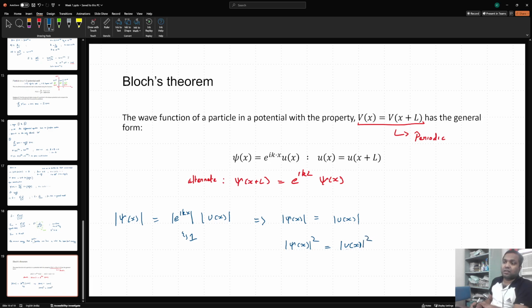Therefore, let me conclude by saying that mod squared psi of x plus L is equal to mod squared u of x plus L, which is equal to mod squared u of x. And this is essentially what Bloch's theorem is trying to tell us. What this is trying to tell us is the following.